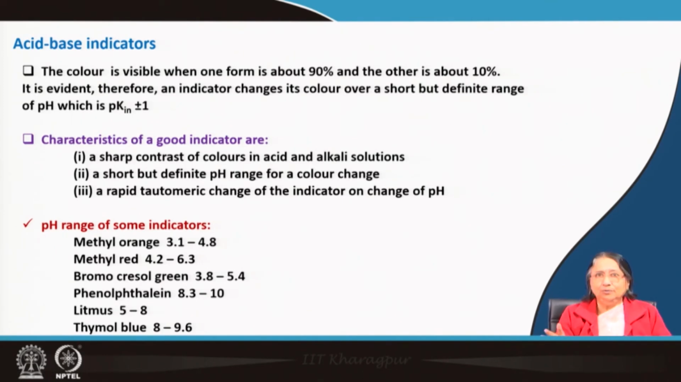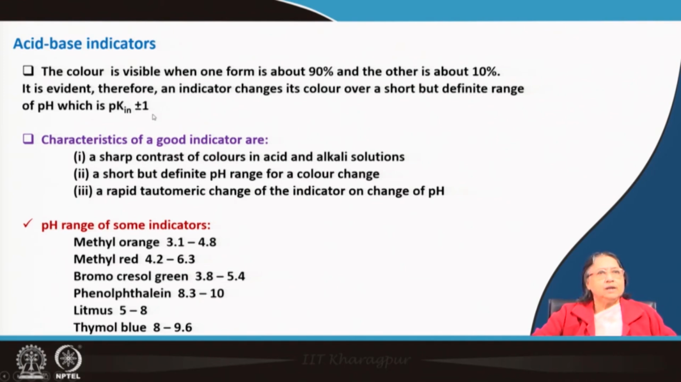Okay. One form should be in excess. How much excess? 90%. Another form is at very low concentration, that is the 10%. It is evident therefore that an indicator changes its color over a short but definite range of pH, pK indicator plus or minus 1. That log 10 is to 1, not 10, actually 9 is to 1, right, 9 is to 1, that is why approximately plus or minus 1 I have written.